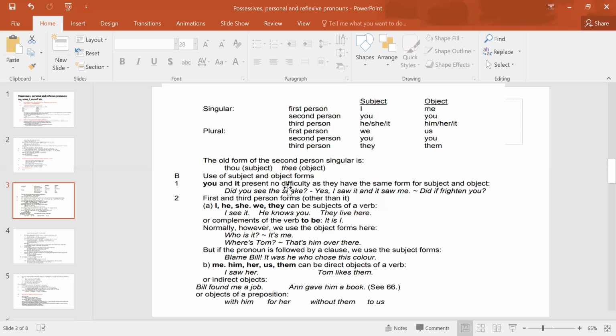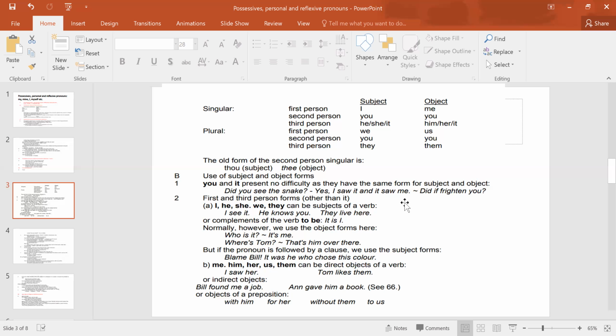Use of subject and object forms. You and it present no difficulty as they have the same form for subject and object. For example, did you see the snake? Yes, I saw it and it saw me. Here in I saw it, it is the object, and in it saw me, it is the subject. But both forms are the same.